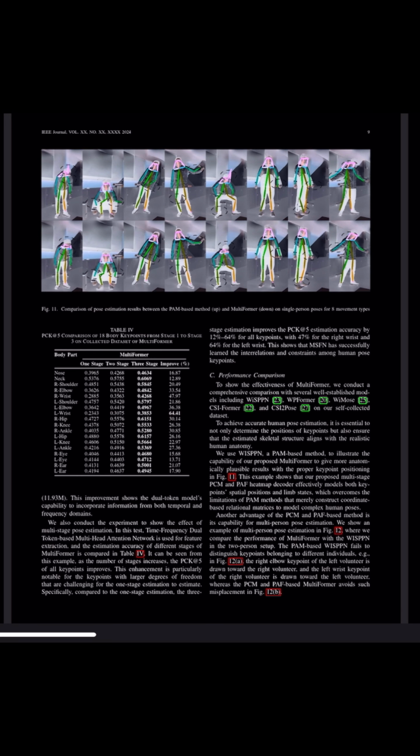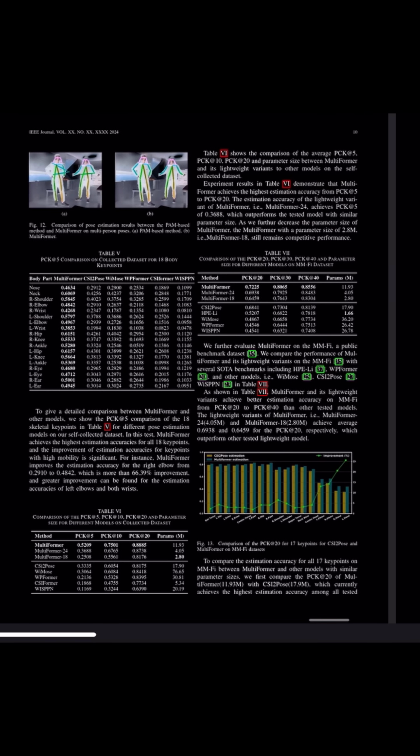And so they start comparisons. They use the PCK, the percentage of correct key points, at 5, 10% and 20%, comparing this framework MultiFormer to state-of-the-art models like CSI Former, YSPPN, CSI Topos, and YMOS. And they report higher accuracy, especially with wrist and elbow estimation, that improved up to 64% over single-stage models. The full model has 12 million parameters, but even their lightweight versions outperform others with fewer parameters.